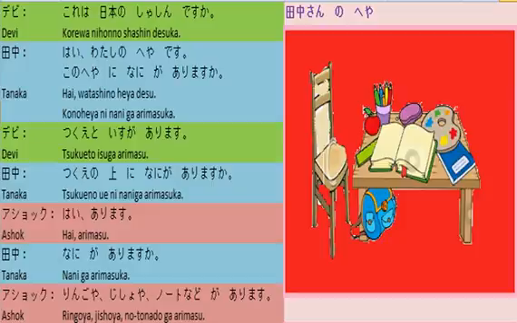Miss Tanaka responds, Nani ga arimasu ka? Nani is what? Arimasu ka is the interrogative structure. What is there on the table? Mr. Ashok responds, Ringo ya jisho ya noto nado ga arimasu. Ringo means apple, jisho means dictionary, noto is notebook, ya and nado are the particles that we use to express a lot of things. So there are apples, a dictionary, notebooks, etc. on the table. Clear?